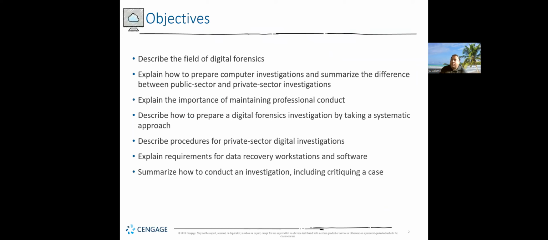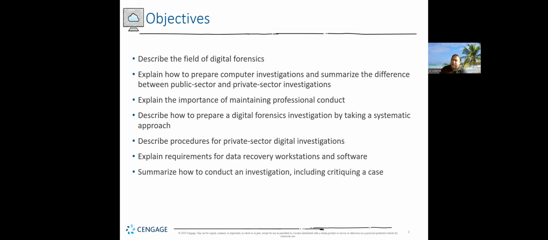So we're going to describe the fields of digital forensics. So what makes up digital forensics, nuts and bolts, and all that jazz. Explain how to prepare computer investigations, summarize the differences between public sector and private sector. The difference between public and private is, public, you work for the government, local government, a federal entity, that kind of thing. Private is pretty much corporations, Walmart, Google, Microsoft, Chevrolet. Car manufacturers, things like that. That is a private sector corporation.